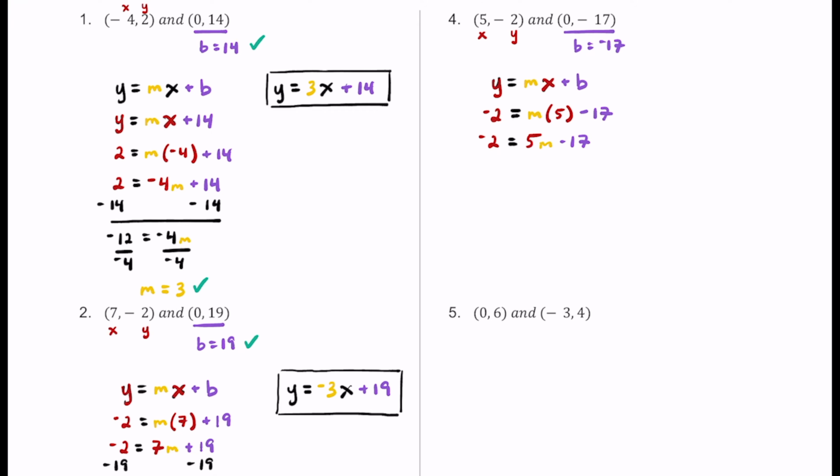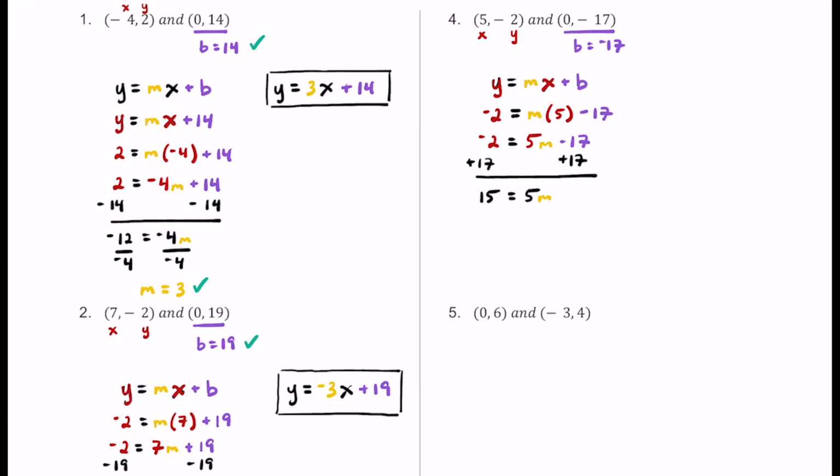So let's solve for m. To do that, let's go ahead and add 17 to both sides. That's the addition property of equality. Okay, go ahead and add that to both sides. So negative 2 plus 17 on the left should be 15. And then on the right side, we should have 5m.